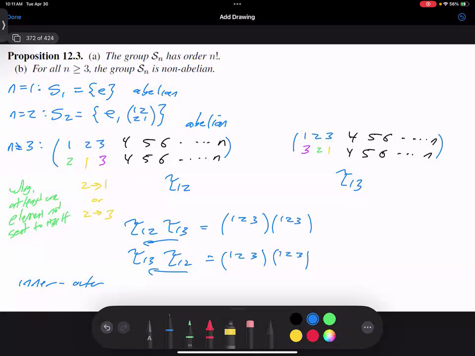So tau 1, 3 sends 1 to 3, 2 to 2, 3 to 1. So I'll put that in my two places. And then tau 1, 2 sends 1 to 2, 2 to 1, and leaves 3 untouched. And now let's see what they each do. So for the first one, I send 1 to 3, and then 3 goes to 3. So I know it starts off with 1 goes to 3.